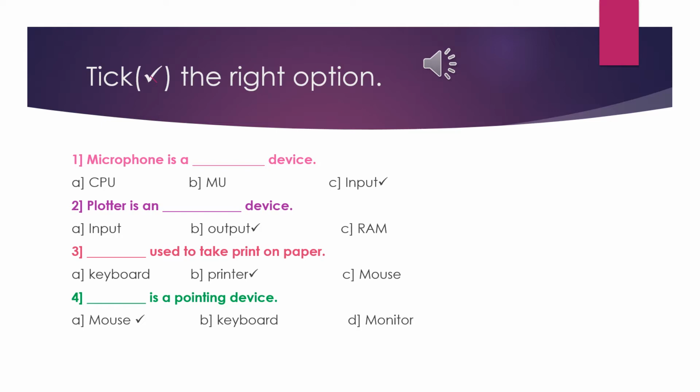Question number 3, dash used to take print on paper. 3 options are there. Keyboard, printer and mouse. The correct answer is printer. Question number 4, dash is a pointing device. Options are mouse, keyboard, monitor. And the correct answer is mouse.